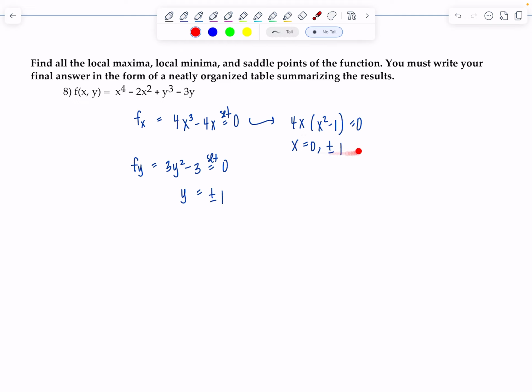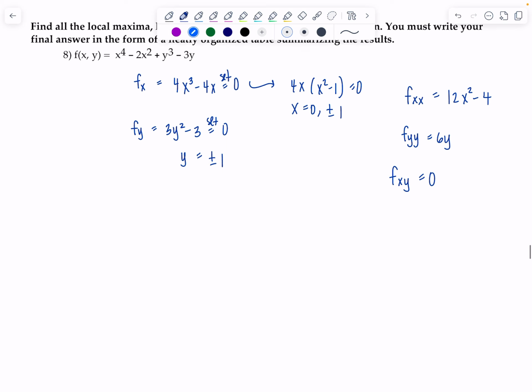So these solutions arose independently of one another, so we're just going to make every possible pairing. Since we have 3 values for x and 2 values for y, 3 times 2, we should have 6 possible critical points. While we're at it, let's get all our second partials. Second partial with respect to x is 12x squared minus 4. Second partial with respect to y, 6y, and then the mixed partial is 0. Okay, we have 6 critical points.